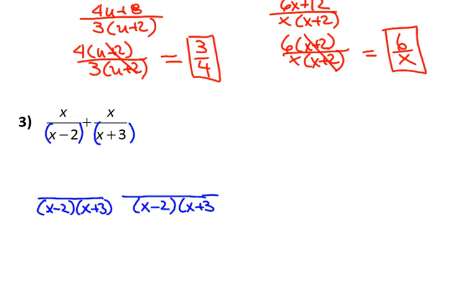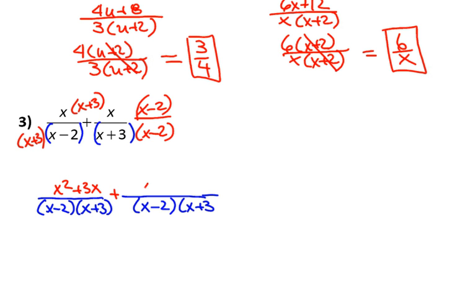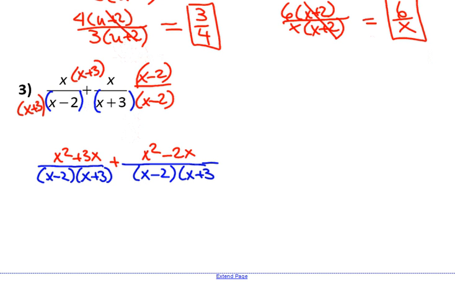3, my first fraction was multiplied by an x plus 3. So that means I need to multiply by x plus 3 over x plus 3. And I'm going to distribute and get x squared plus 3x. There's a plus here. Then the second one, I had to multiply it by x minus 2. Distribute, that gives me x squared minus 2x. Now we're ready to add, so we'll add. We're going to keep that denominator, x minus 2, x plus 3, and add the numerators. That gives me 2x squared plus x.